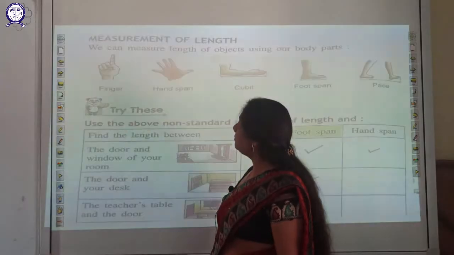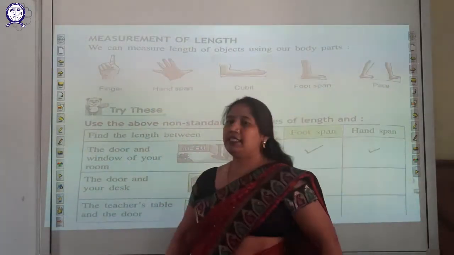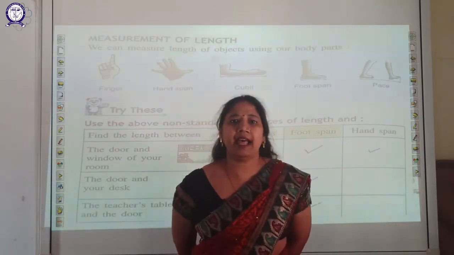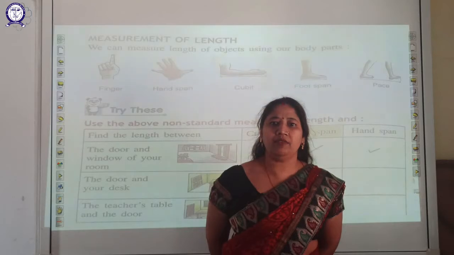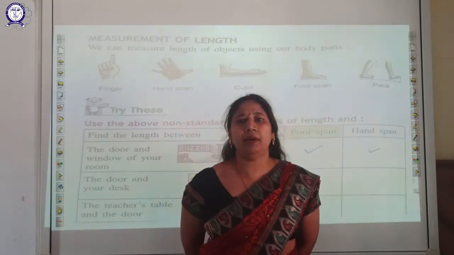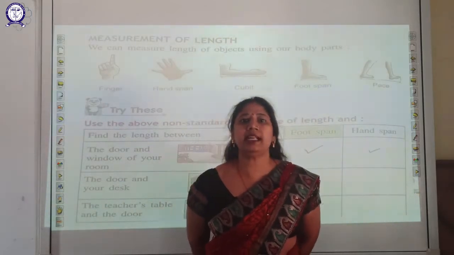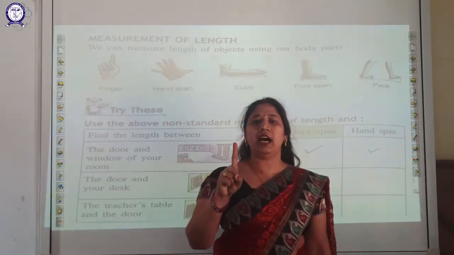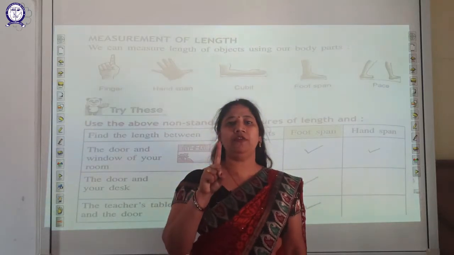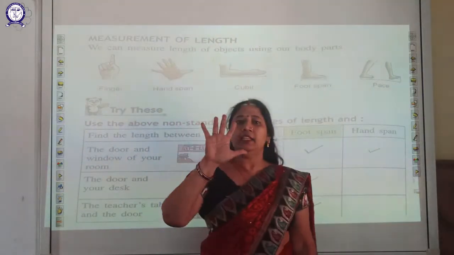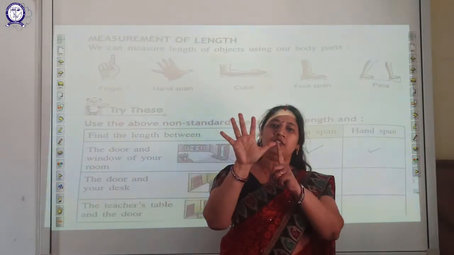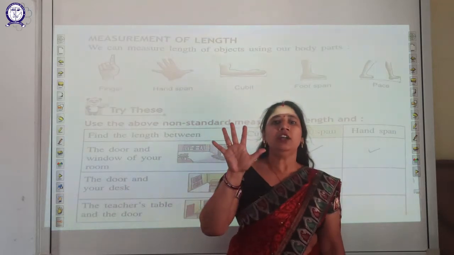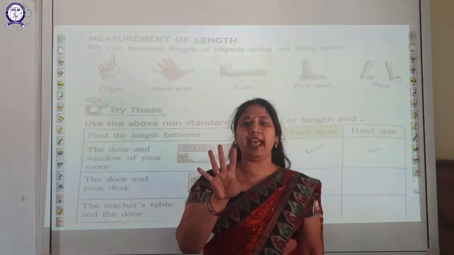Come to the next. Measurement. Measurement of length. Beta, we have to measure the length in 2 ways. Number 1, non-standard units and number 2, standard units. So non-standard units are finger, like this. This is a non-standard unit of length. Hand span. This is the hand span, your thumb to your little finger. So this is a non-standard unit of length.